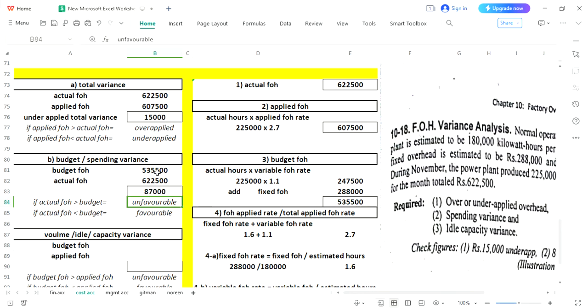It's time to conclude. It is unfavorable or favorable. For that, you will be focusing upon actual FH only. If actual is more or less. Now see, actual is 6.2 while budget is 5.3. It means actual is more. When actual is more, it would be called unfavorable.